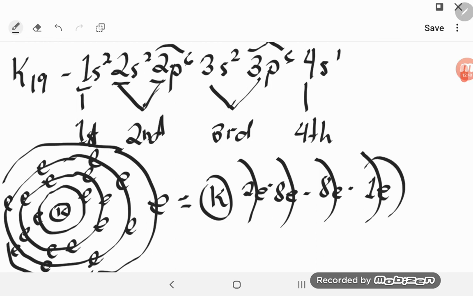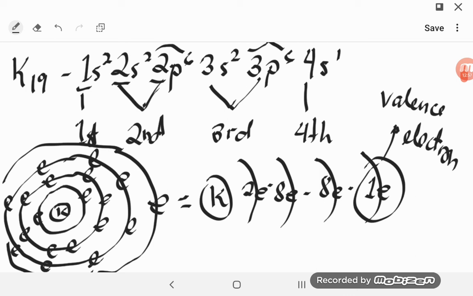Now this, at the last portion, is what we call valence electron. When we say valence electron, it is the electron found at the outermost energy level of an atom. So in this case, the outermost energy level is 4, which has 1 electron, and that means the valence electron is only 1, since it is found at the last energy level. So hope you get it correctly.